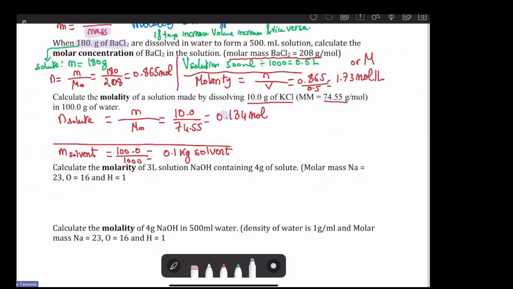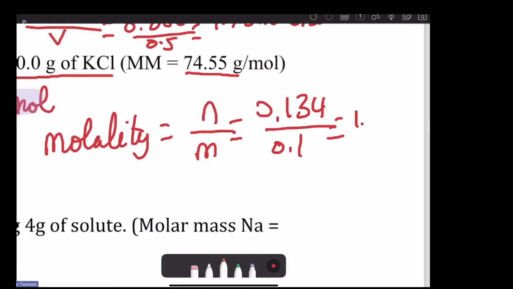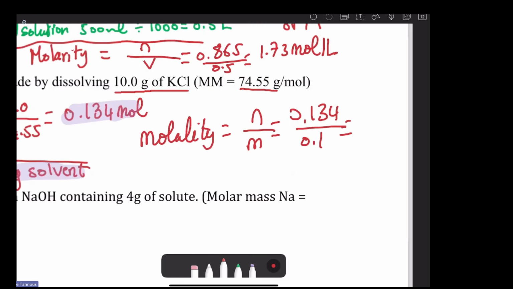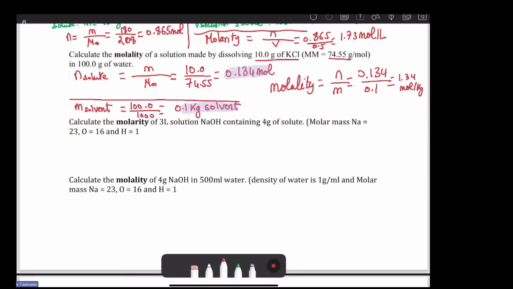Now the formula is ready to be used. Molality is mole over mass, 0.134 over 0.1. So the answer is 1.34 mole per kilogram.